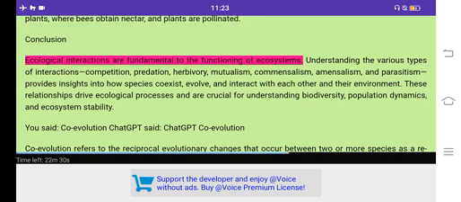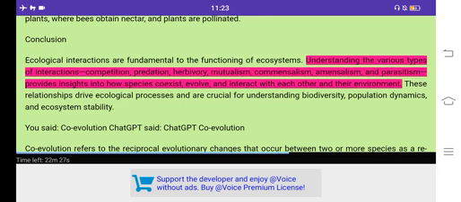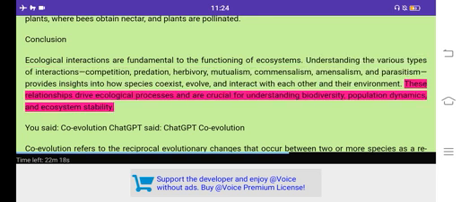Conclusion. Ecological interactions are fundamental to the functioning of ecosystems. Understanding the various types of interactions, competition, predation, herbivory, mutualism, commensalism, amensalism, and parasitism provides insights into how species coexist, evolve, and interact with each other in their environment. These relationships drive ecological processes and are crucial for understanding biodiversity, population dynamics, and ecosystem stability.